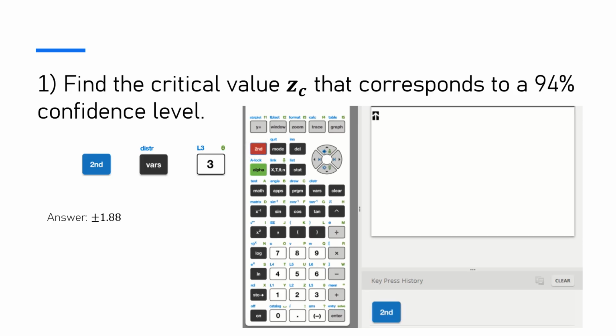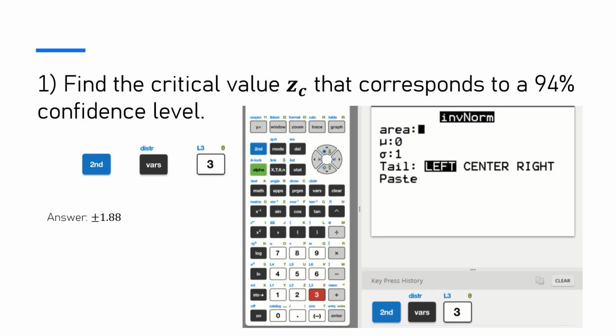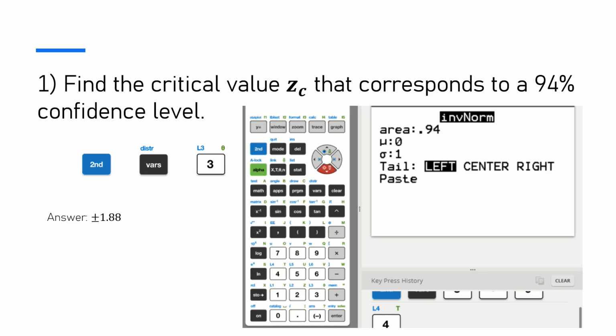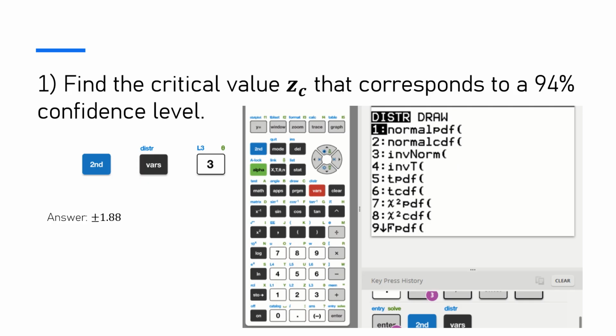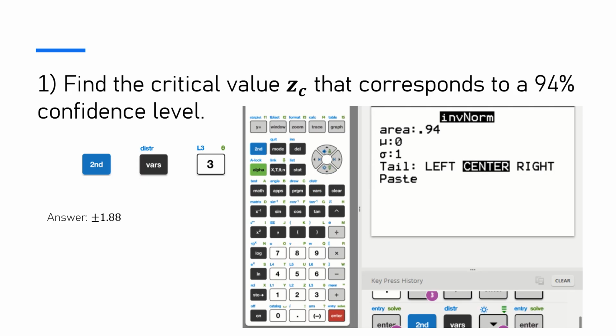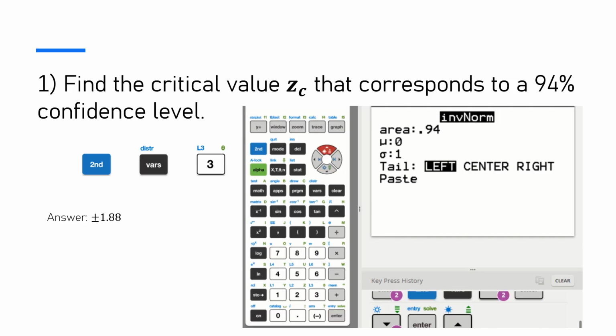So second, vars, 3, you're going to get to inverse norm. Now, if you have a color version, then you can type in 0.94 and then instruct it to go to the center, and it will generate both answers. If you have a black and white version, it would be the same as the color version that goes to the left. It's just where its default is. So I'm going to change this to left, and it would be the same as the answer in the black and white version. Now there are two ways that you can do this.